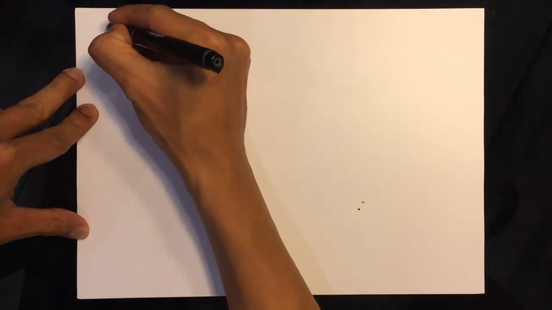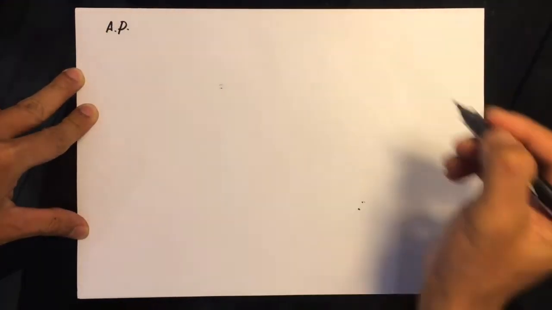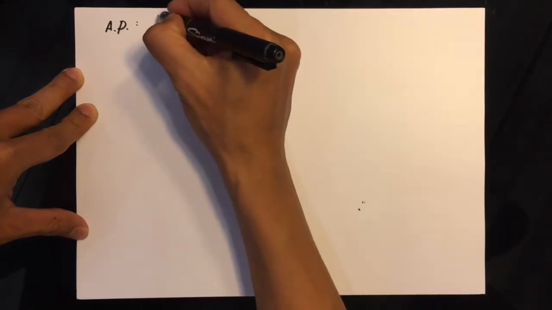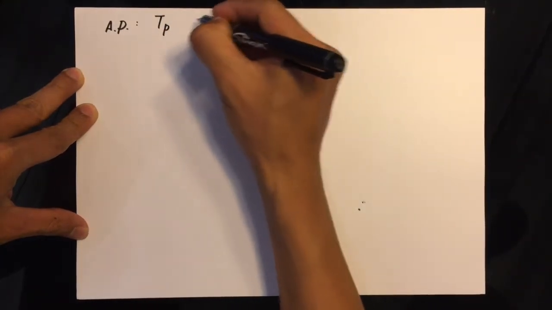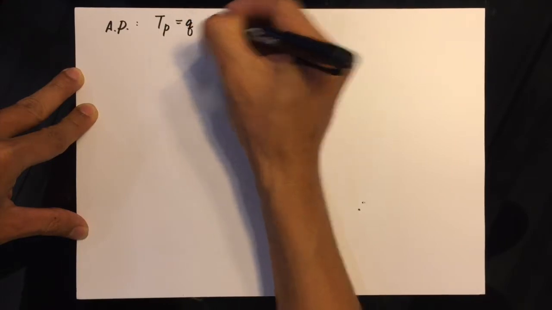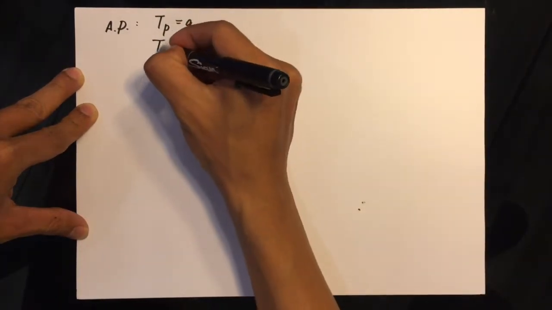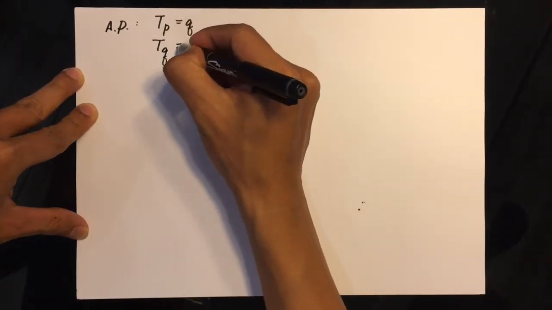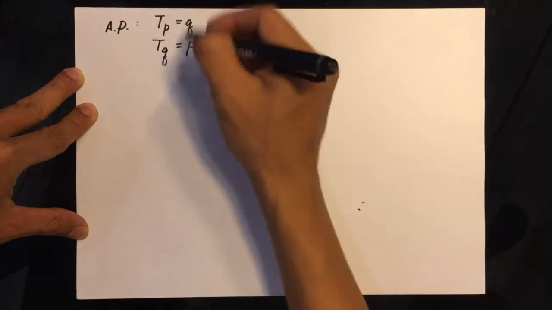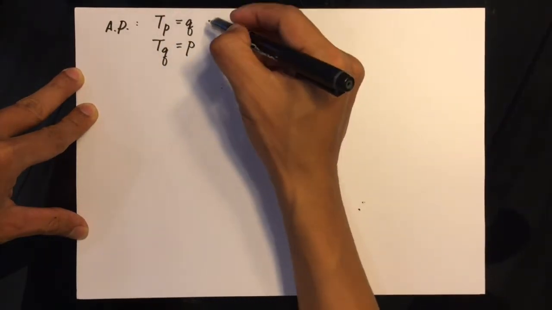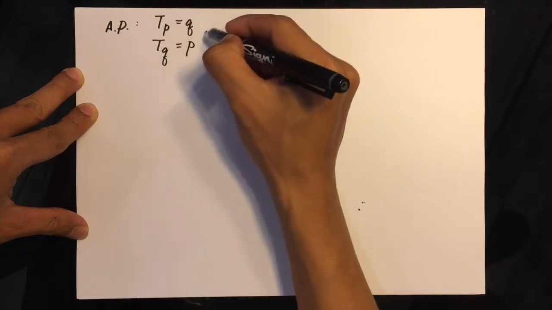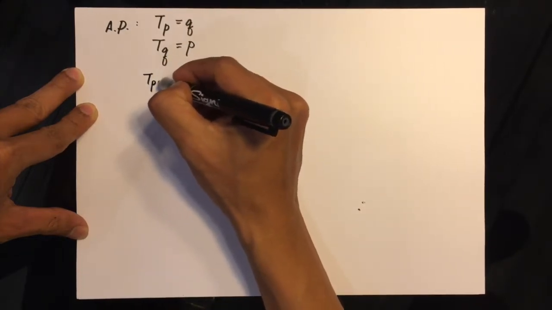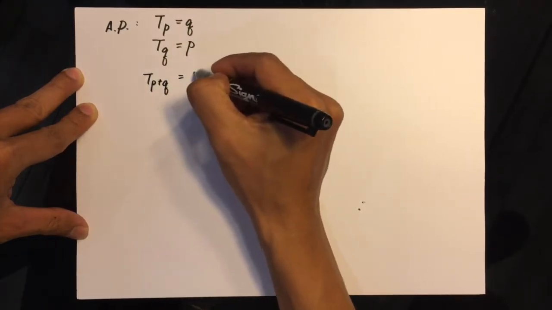Alright, so given an AP, an arithmetic progression, where the pth term is equal to a value of q, and given that the qth term has a value of p, and obviously p and q are integers, the question is, what is the p plus qth term?